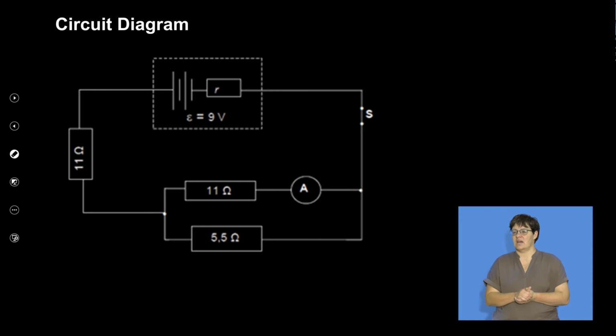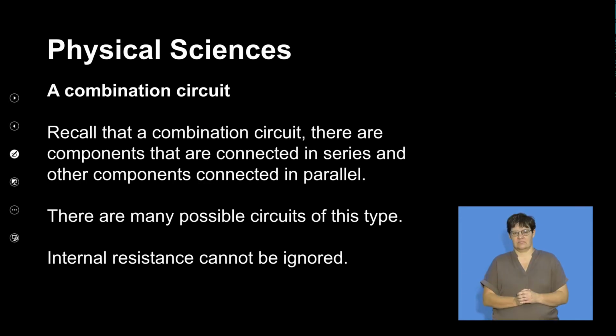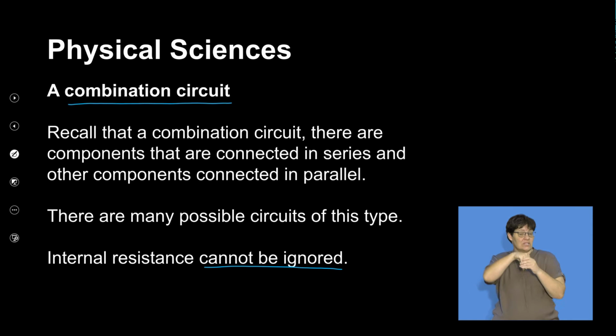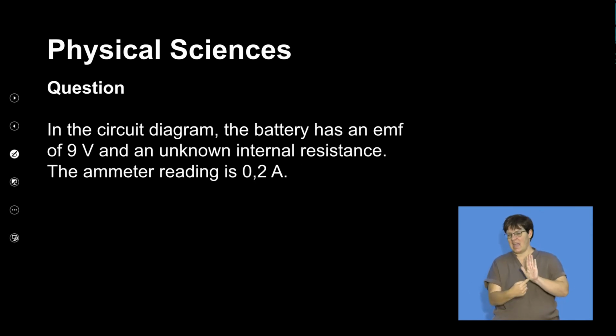So we're going to look at examples that involve a combination circuit, and there are various scenarios that have to do with combination circuits. Let's bear that in mind, each scenario is unique in its own way. But also very important, we are not going to ignore the internal resistance of the battery in the examples that follow. So here is a simple question just to get us started. In the circuit diagram, the battery has an EMF of 9 volts and an unknown internal resistance, and the ammeter reading is equal to 0.2 amperes.